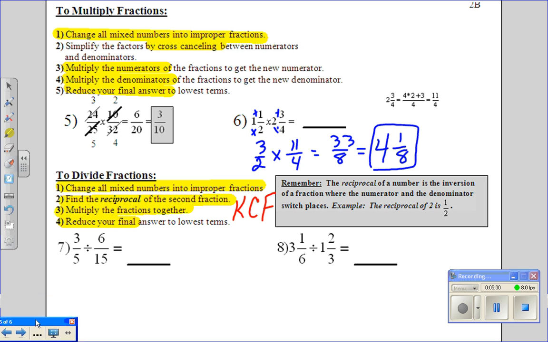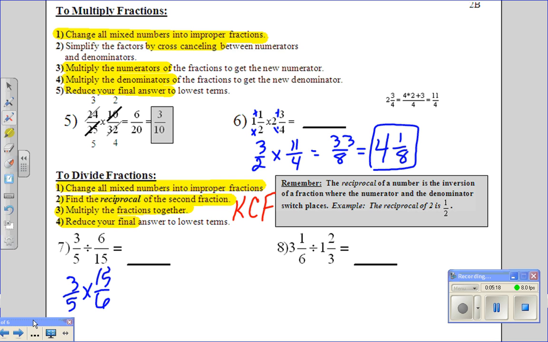But we can do our keep, change, flip. So we keep, change, flip. Now we can look at cross-canceling, which we can do. You look to divide numbers out within the problem, but it has to be top versus bottom.